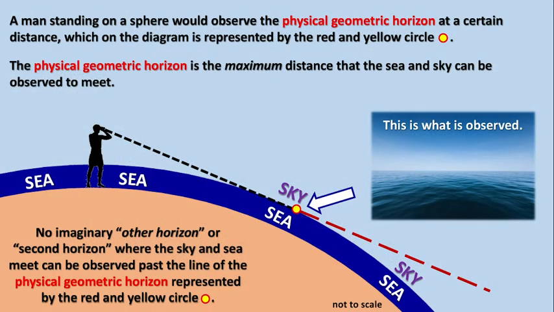A man standing on a sphere would observe the physical geometric horizon at a certain distance, which on the diagram is represented by the red and yellow circle. The physical geometric horizon is the maximum distance that the sea and sky can be observed to meet. This is what is observed. No imaginary other horizon or second horizon where the sky and sea meet can be observed past the line of the physical geometric horizon represented by the red and yellow circle.